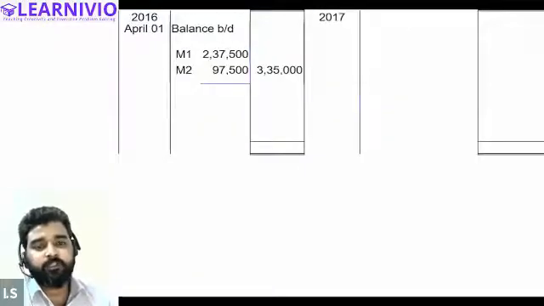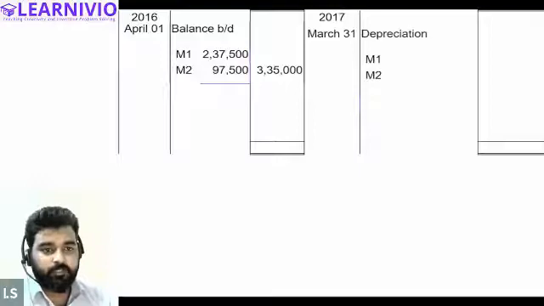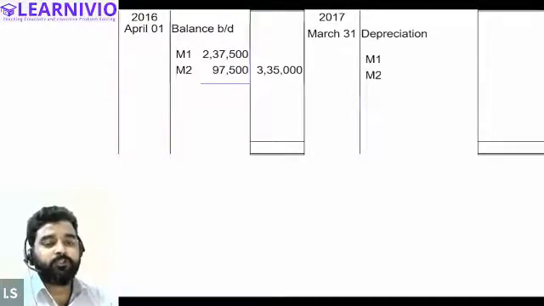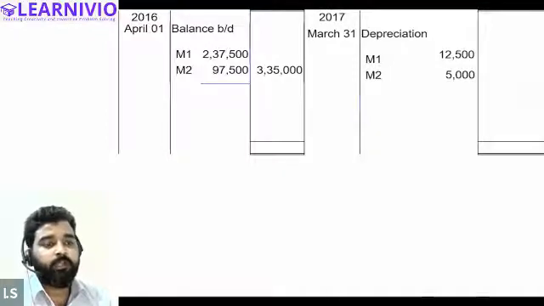It is 3,35,000 in total. For machinery 1, it will be 2,37,500. For machinery 2, it will be 97,500. Now in this year we neither purchased nor sold any machinery, so we will simply reduce the depreciation for both the machines. For machinery 1, the depreciation will be 12,500, and for machinery 2 as well, it will be 5,000, right? 5% on 1 lakh will be 5,000.